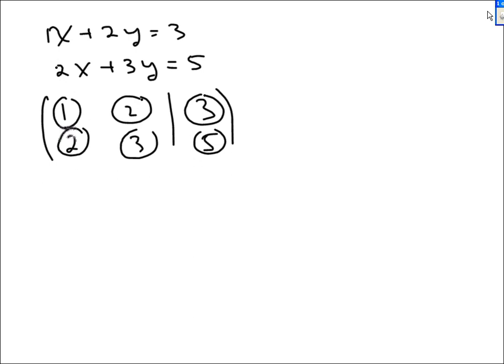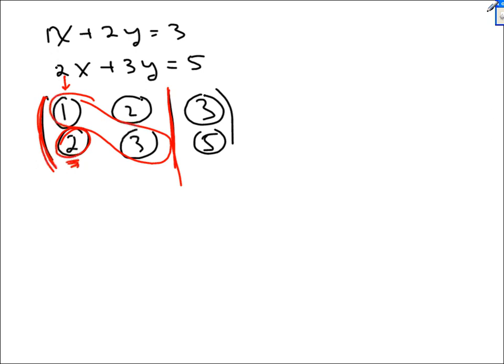Now, what you want to do is get zeros everywhere except on the diagonal. We put this line here because I don't care what happens to the right. In between this bracket and the vertical line, I want to get zeros except on the diagonal. So we want to clean up the first column. Except for the diagonal entry, I want to get everything else to be 0.